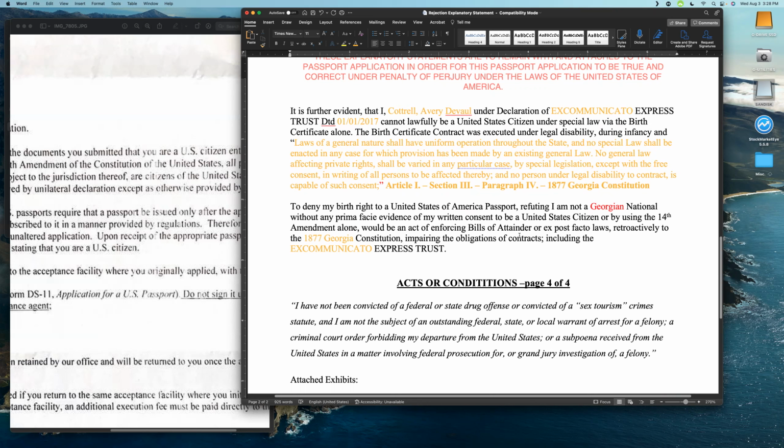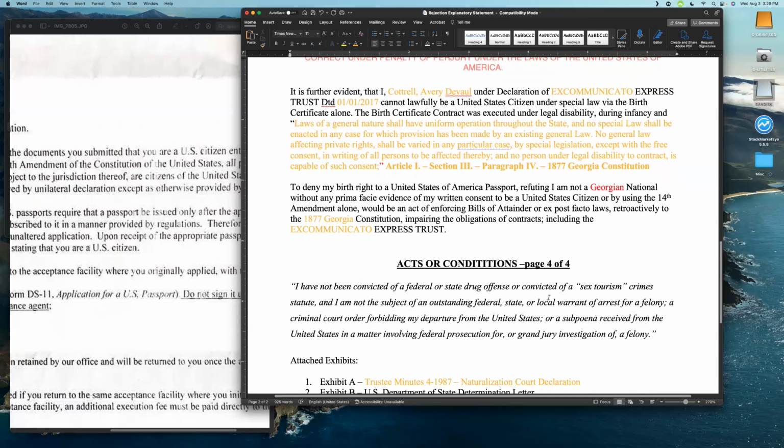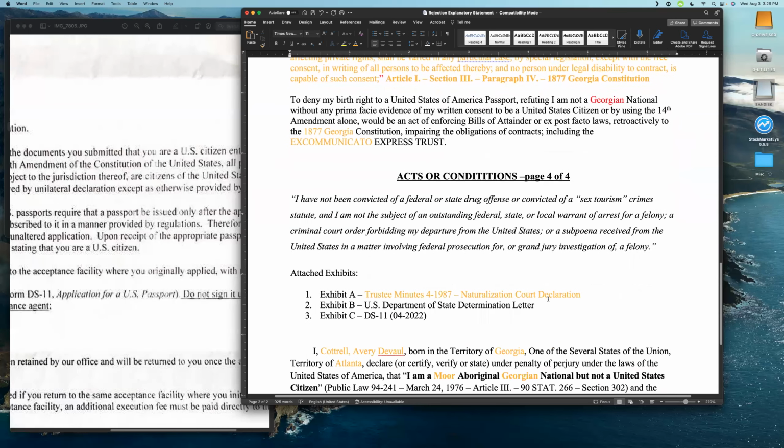Therefore, those are considered bills of attainder, ex post facto laws being applied retroactively. And that is unlawful. So no one is a 14th Amendment citizen unless they want to be, unless they truly accept that. I don't accept it. I don't need it.